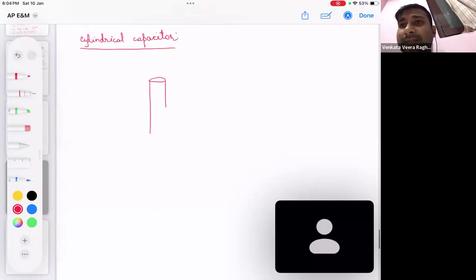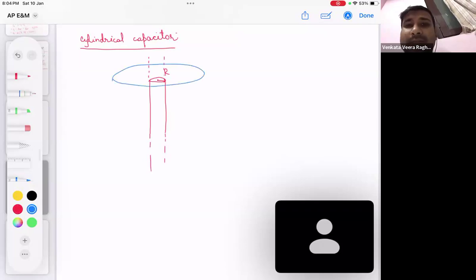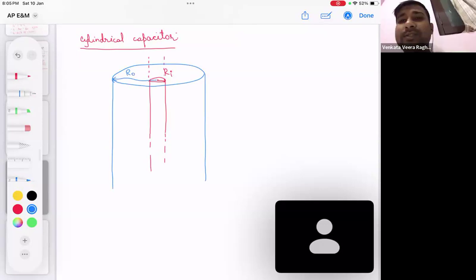Let's say this is a long cylinder. Inner radius of that one, let's take it r, and this is a long one, okay. This is a long cylinder here, and the outer one is also what? A cylindrical shape. Let's call the inner one ri radius, and the outer one, let's take it as the r outer radius, okay. So again, if you give charge to these cylinders, what will happen?